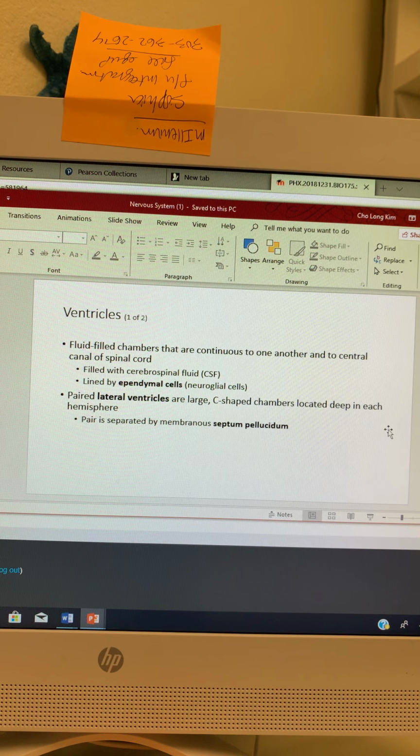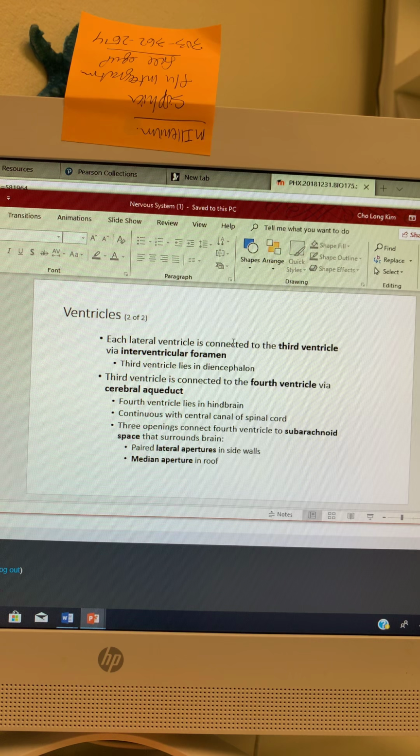There are paired lateral ventricles, which is the first. They're large C-shaped chambers located deep in each hemisphere. The pair is separated by a septum pellucidum. Each lateral ventricle is connected to the third one. So it goes from lateral ventricle to the third through the interventricular foramen. See this pattern coming up here? This is really important. The third ventricle then goes to the fourth via the cerebral aqueduct, and the fourth ventricle lies in the hindbrain.